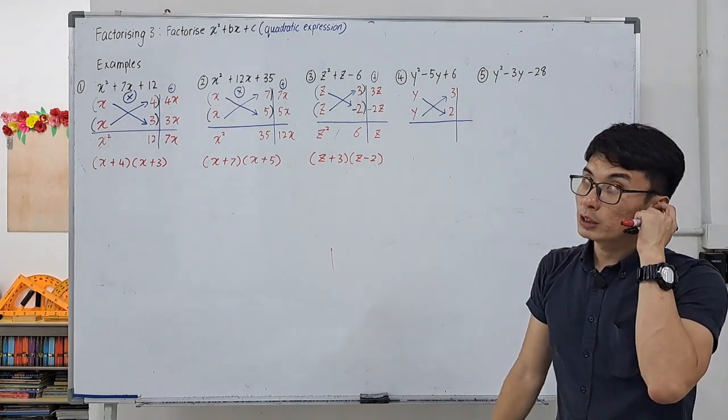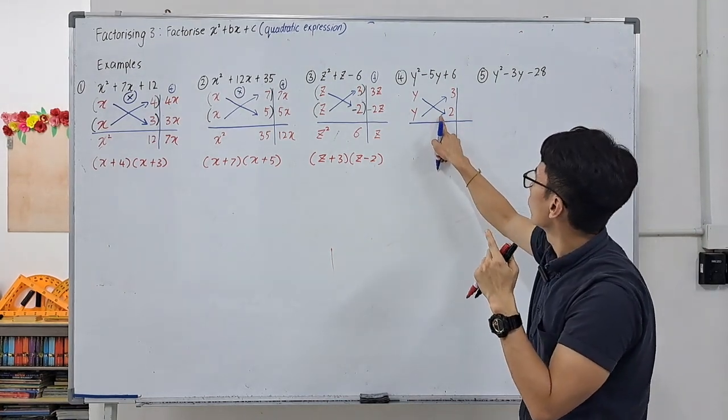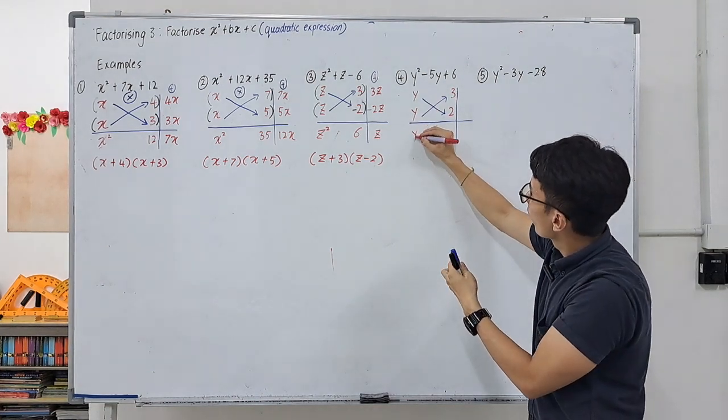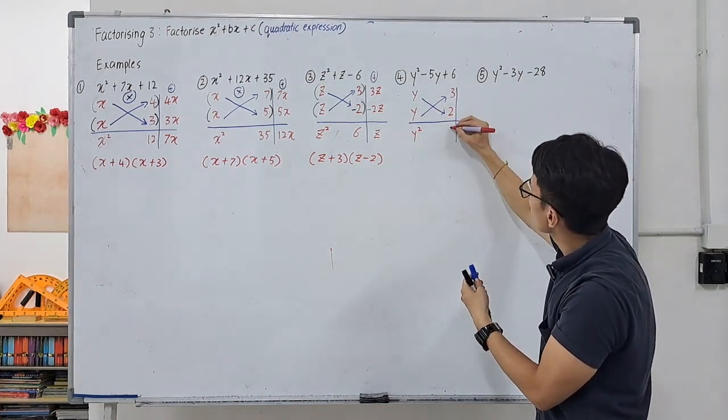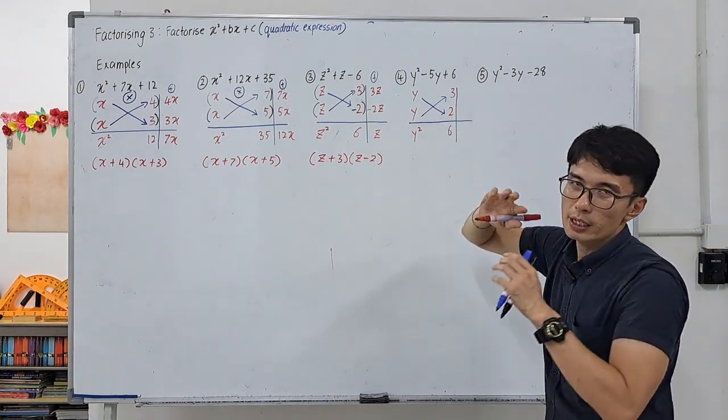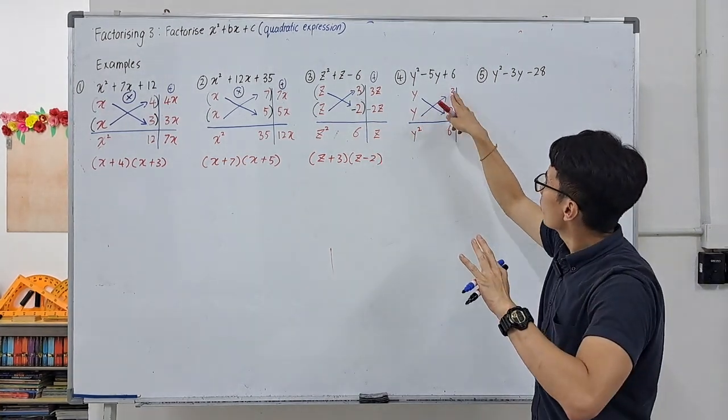Okay, let's see what do I get. So true enough, this is y squared and this is positive 6, right? Now let's see over here what's going to happen. Again, I'm going to multiply this.